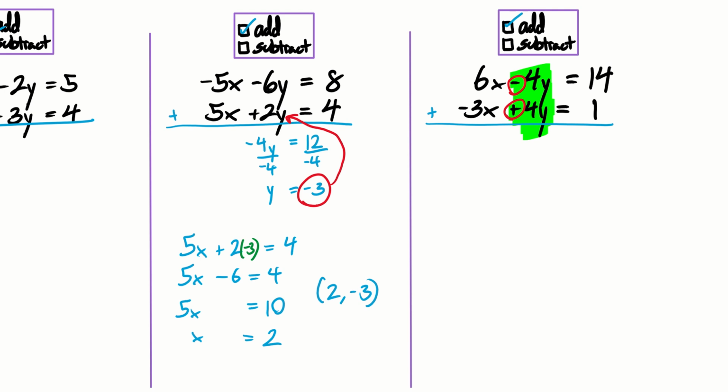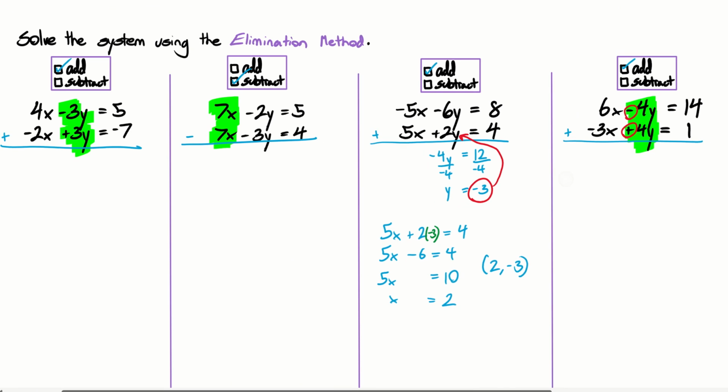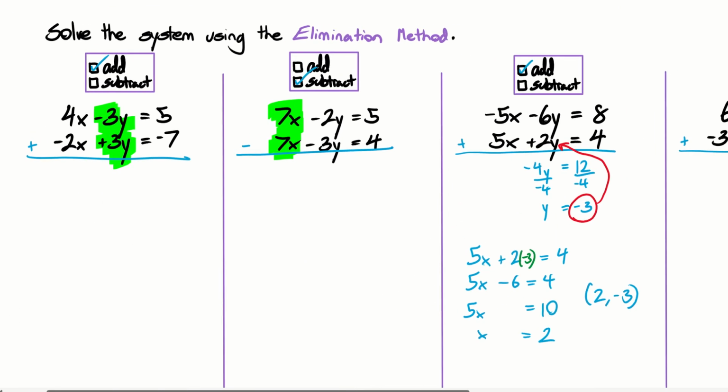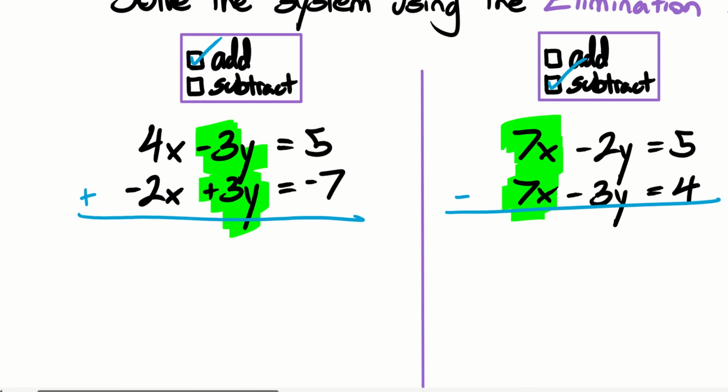I'll do one more with you. Eeny, meeny, miny. Let's do this first one here. Oh, I got to add these again. Careful with your math here. 4 plus negative 2. Negative 2x. Negative 3y plus 3y. Gone. Eliminated. 5 plus negative 7. Negative 2. Oh, x is equal to negative 1.